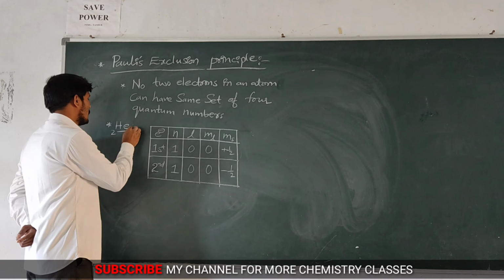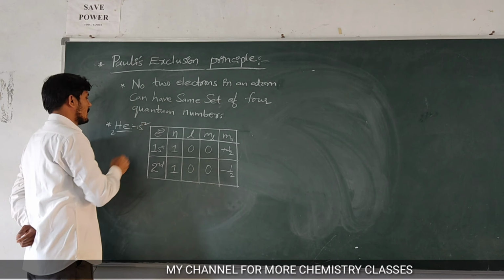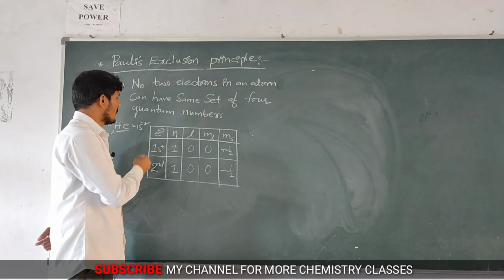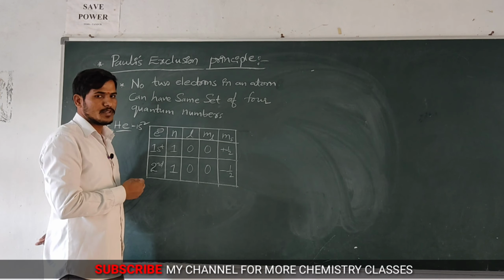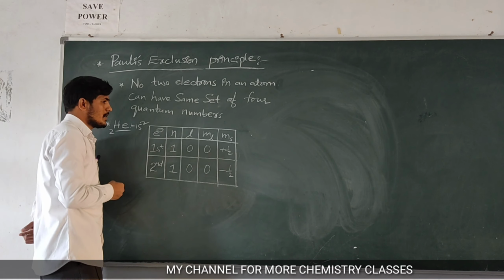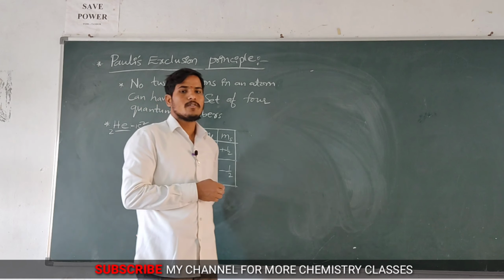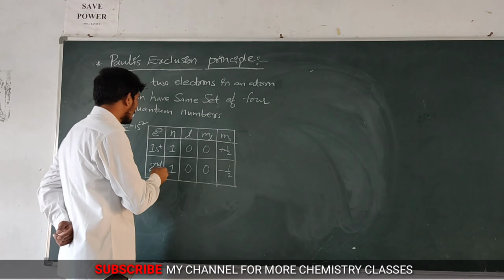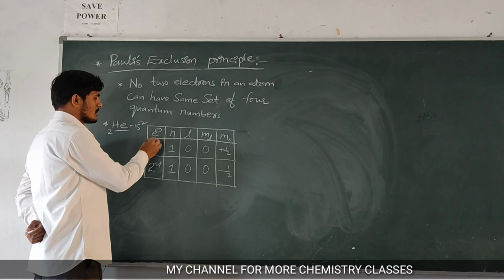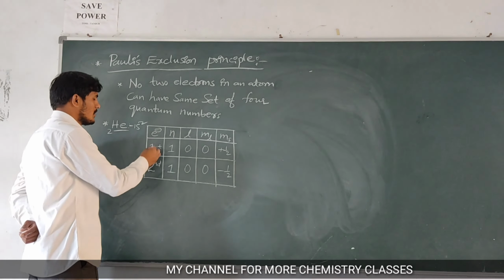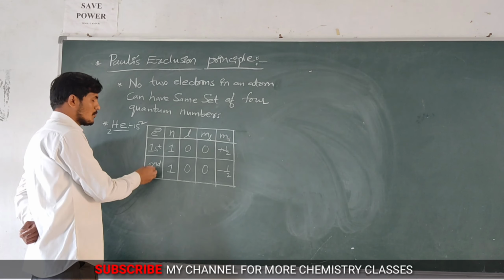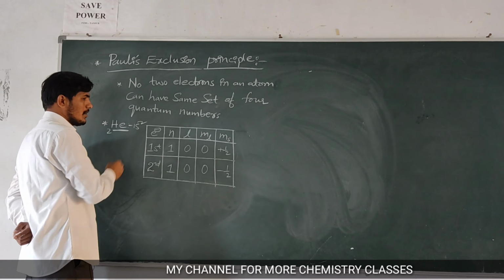Okay. Yes or no? So we write the electronic configuration of helium here like this. When we write the 4 quantum numbers for this helium atom, we observe it has 4 quantum numbers. What are they? This is the first electron and the second electron. 2 electrons are present in a helium atom.